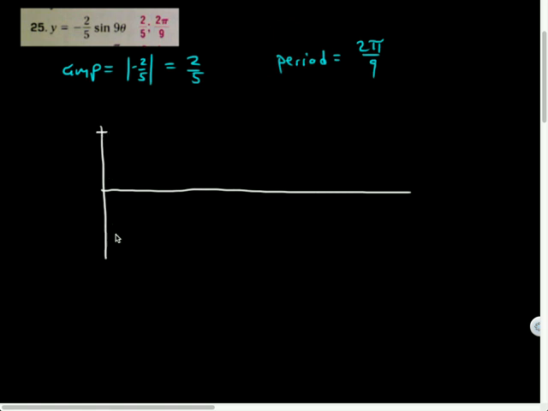So the highest we go is 2/5 and negative 2/5. Right, and it finishes its full cycle in 2 pi over 9 radians. So what is half of that? Well, that would be pi over 9. You do so much differently than the book does. Right, half of that would be pi over 9, or 2 pi over 18.